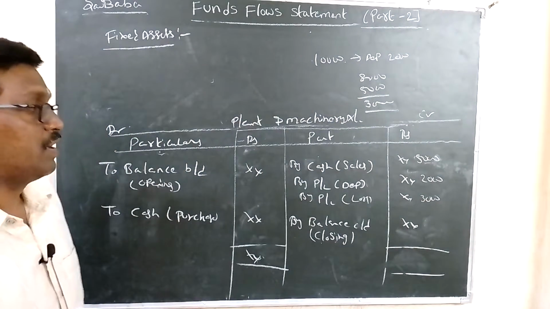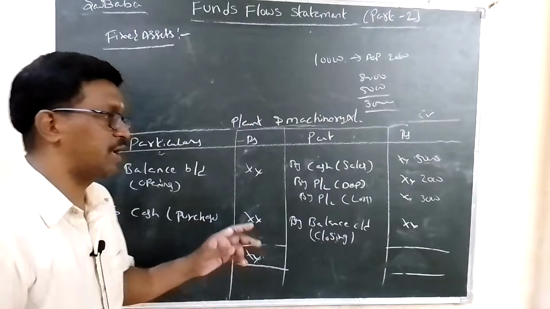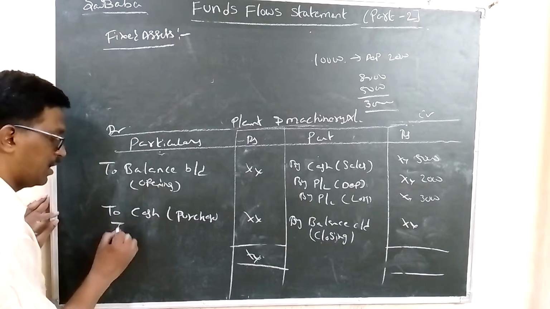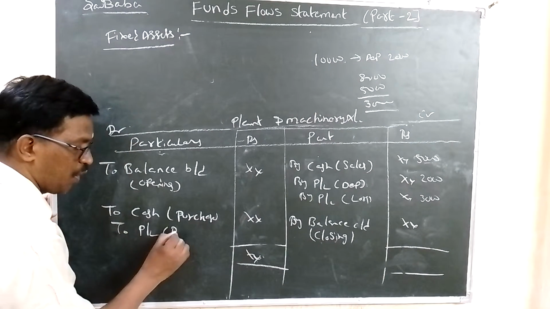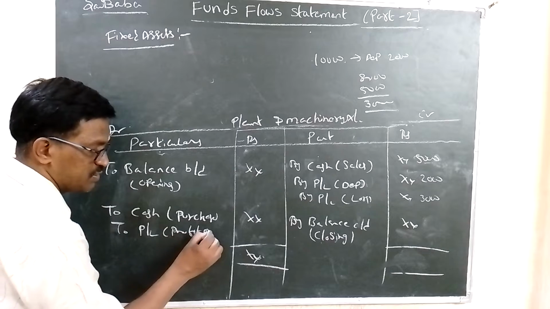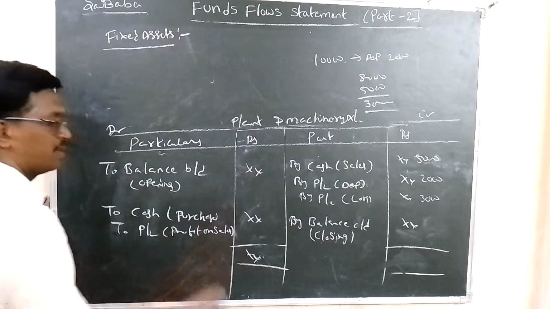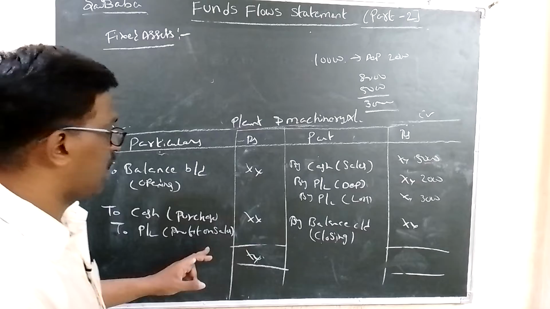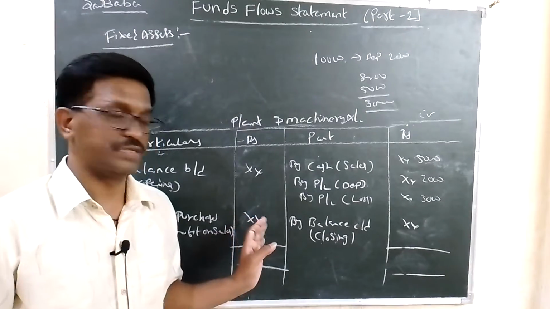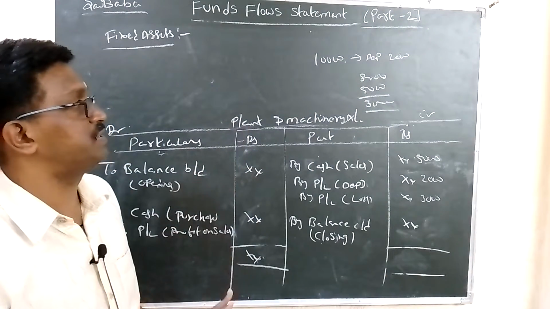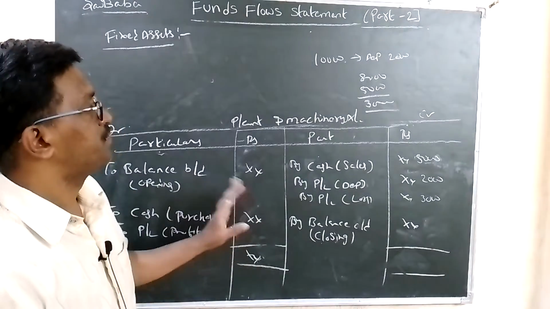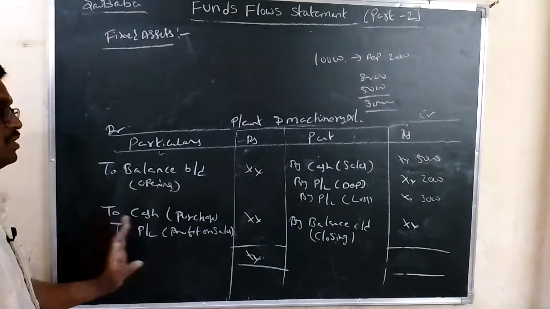If there is any profit on the sale of plant and machinery, it will be shown to profit and loss, profit on sale of asset, to profit and loss account, sale of plant and machinery. Okay, this is the plant and machinery account. Plant and machinery account is shown in this way.